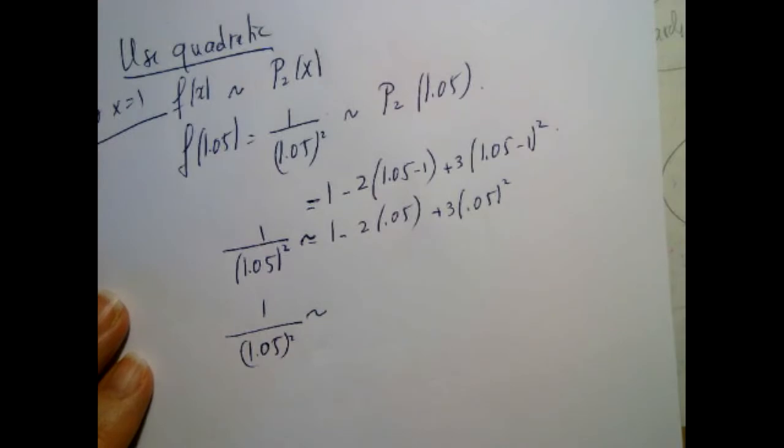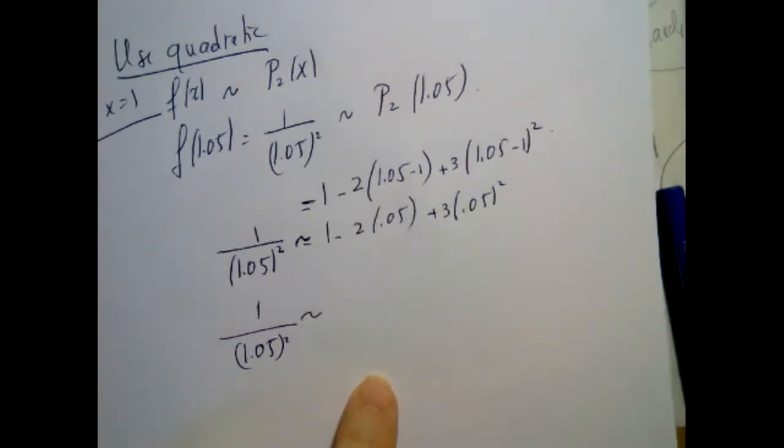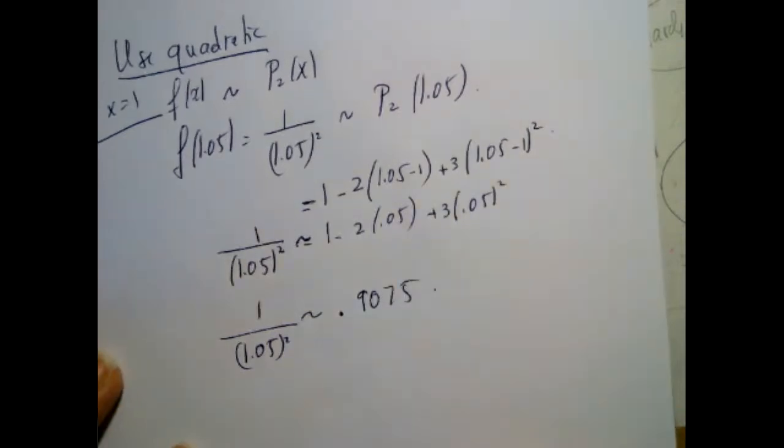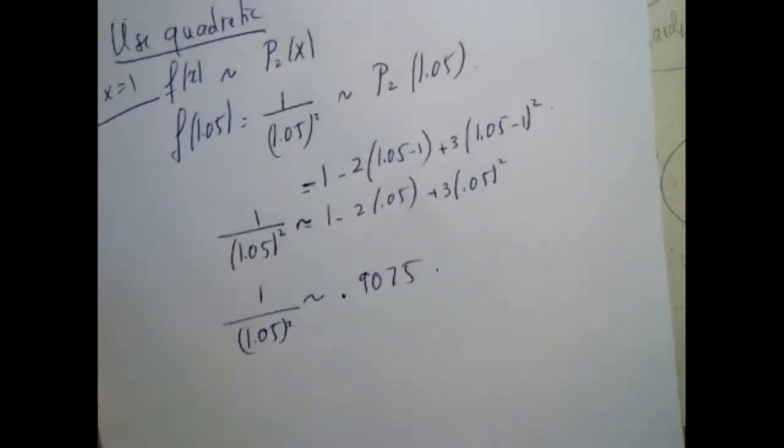So now this is equal to, all right, now we just pick up a calculator and see what we got. So we're going to have 1 minus 2 times 0.05 plus 3 times 0.05 squared. So I'm getting 0.9075. Okay, that's the approximation.